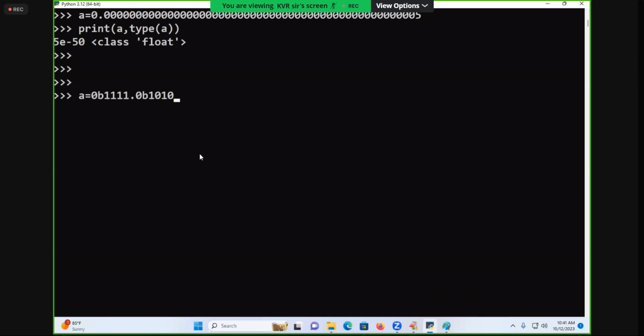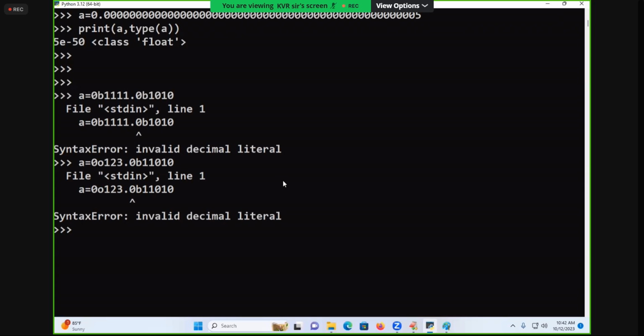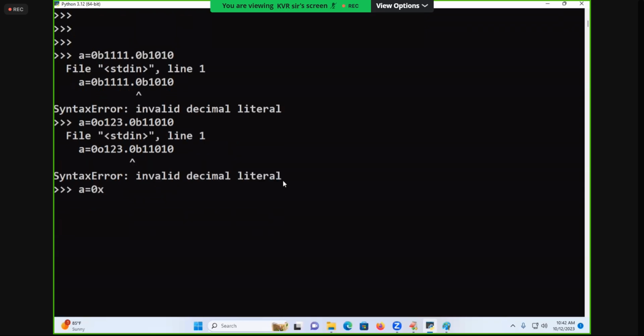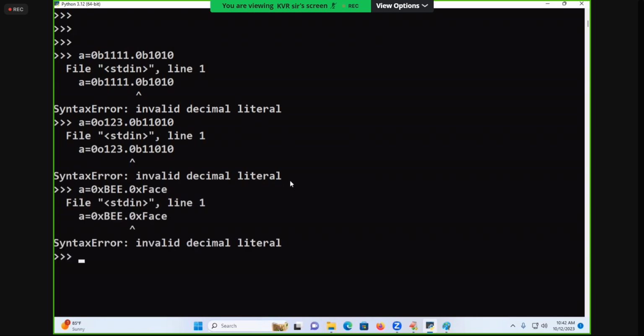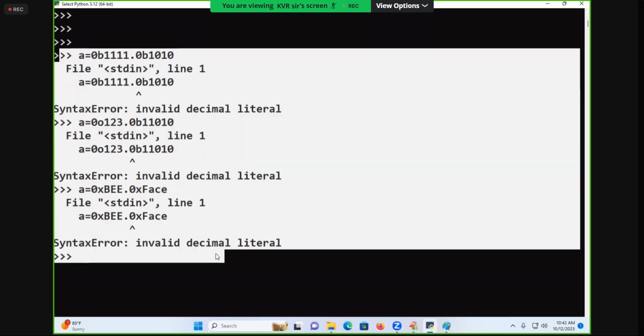Floating point values cannot be represented in the form of number systems like this. Syntax error: invalid decimal literal. Next, A is equal to 0O123 dot 0B1010. Also wrong answer. A is equal to 0xBEE dot 0xface 3054.64206. Not possible. It is called a syntax error. Neither binary allowed, nor octal allowed, nor hexa allowed.